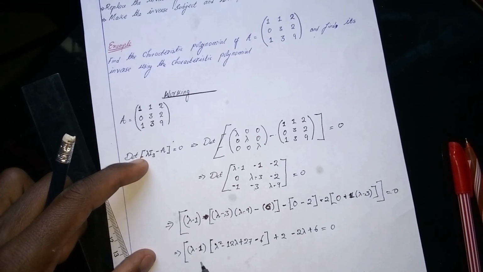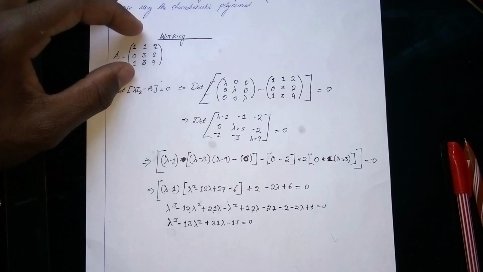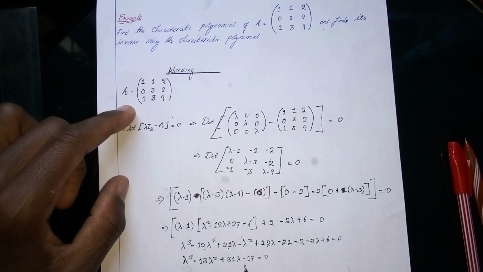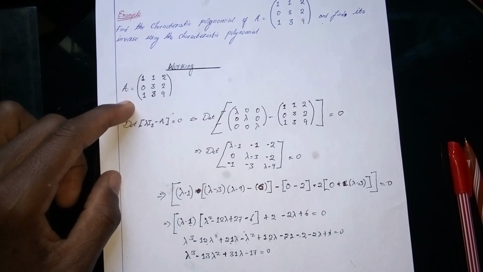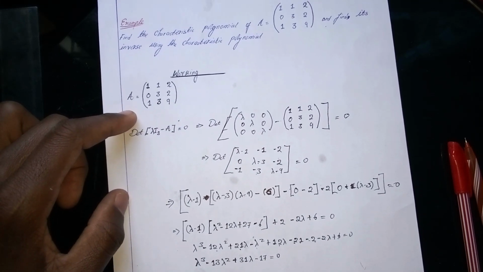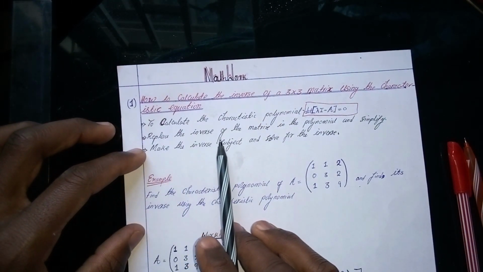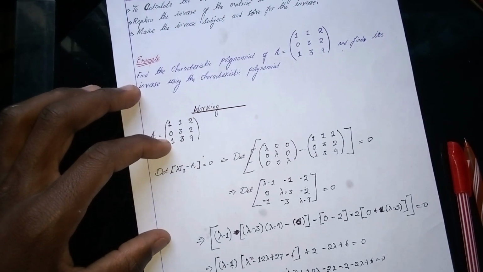Then simplifying this, there's a way that you can confirm that your characteristic polynomial is correct. In this case, you can get your matrix A and replace it where there is lambda. Following our steps, we are told that we should replace the inverse of the matrix in the polynomial and simplify. So in this case, let's put the matrix first itself.